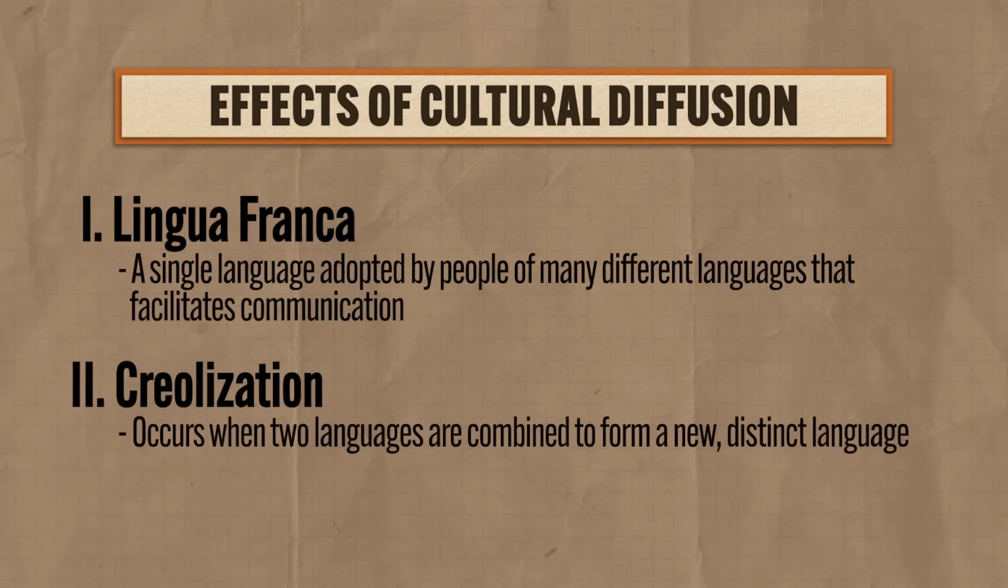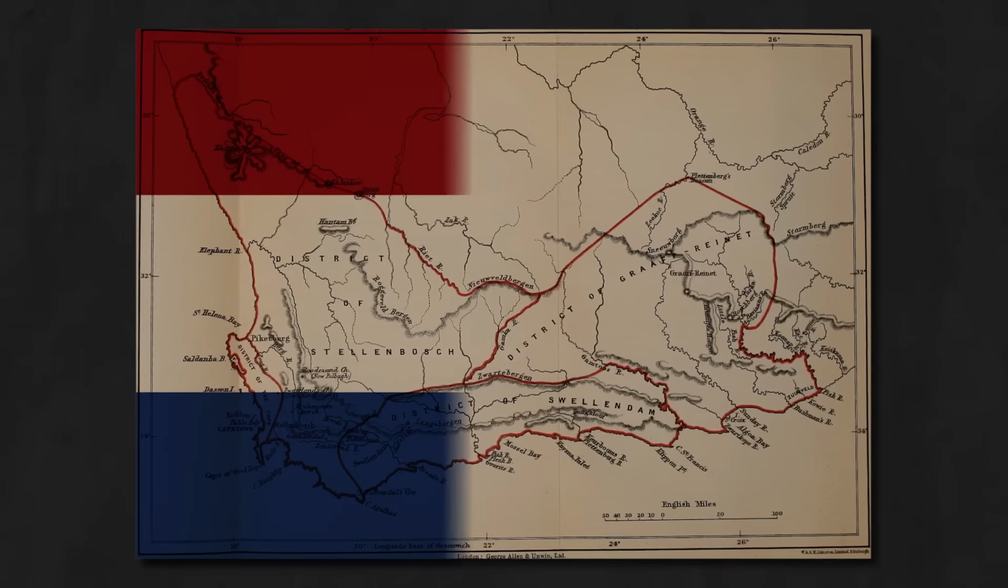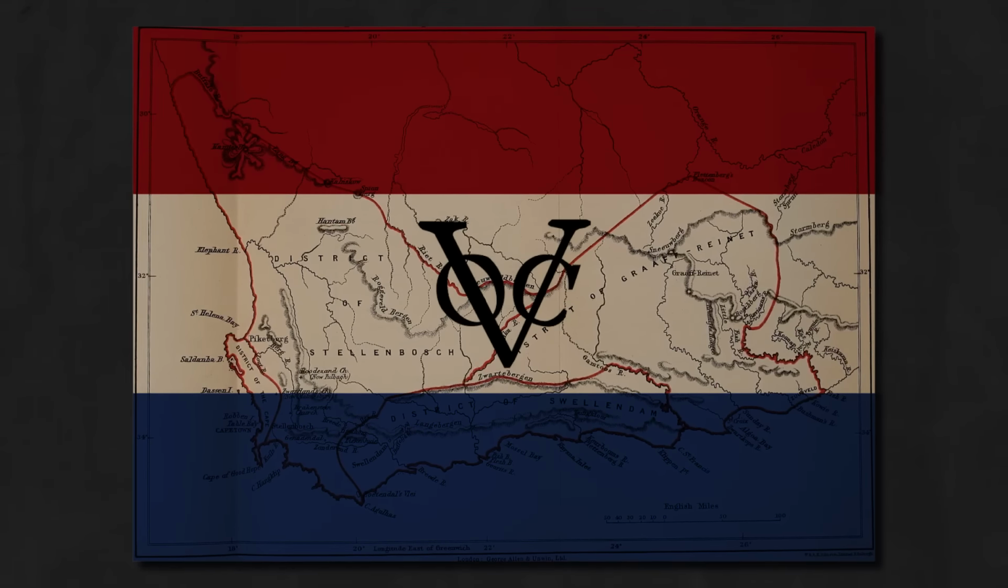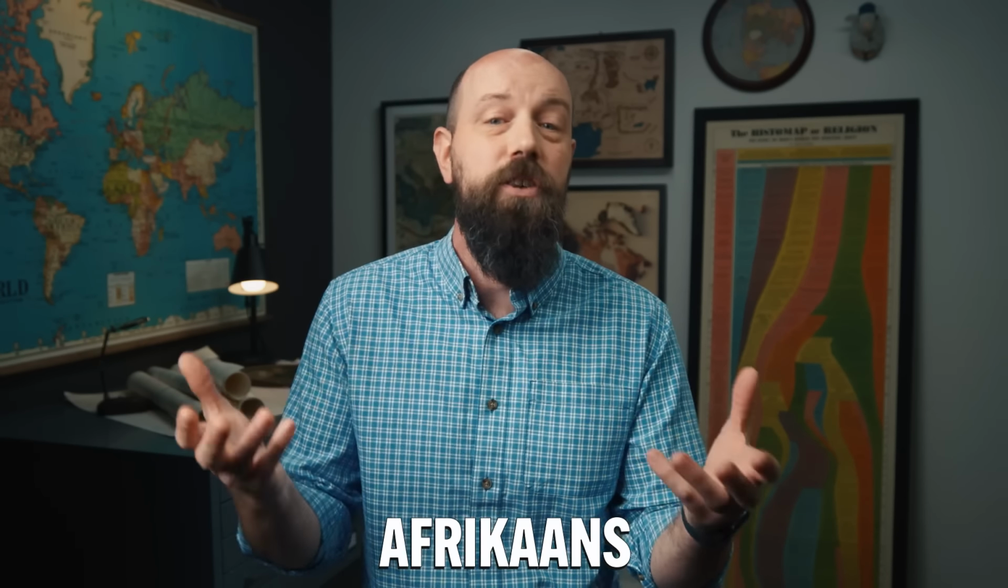This occurs when 2 languages are combined to form a new distinct language, for example, the Afrikaans language spoken in South Africa. Now, South Africa was a Dutch colony starting in the 17th century, and they brought their Dutch language with them. But over time, a new language developed called Afrikaans, which combined elements of Dutch with other European languages and African languages.